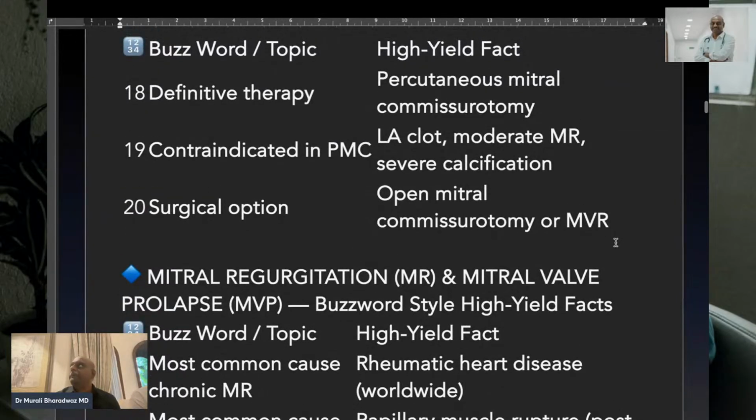So what is the definitive treatment? Interventional radiology: percutaneously you will go into the mitral valve commissures which are fused, and you will do commissurotomy. Then when is percutaneous mitral commissurotomy contraindicated? If there is any clot sitting in the left atrium, or if there is any mitral regurgitation which is moderate, and if the valves themselves are calcified, how can you repair them? There you need to do valve replacement. Mitral valve replacement is what you need to basically do.